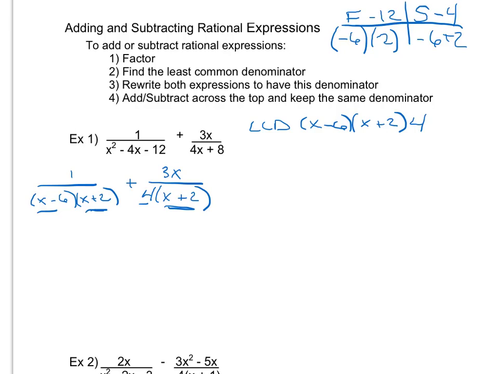So I'm going to look at my left fraction and ask myself, what do I have to multiply both top and bottom by in order to get that least common denominator? Well, I'm going to have to multiply top and bottom by 4. When I look at my right fraction, I'm going to have to multiply top and bottom by x minus 6.